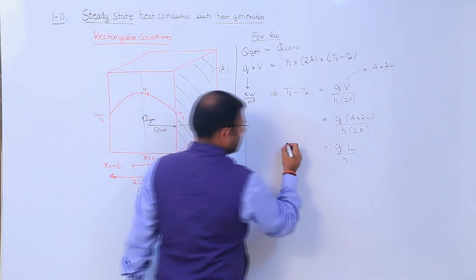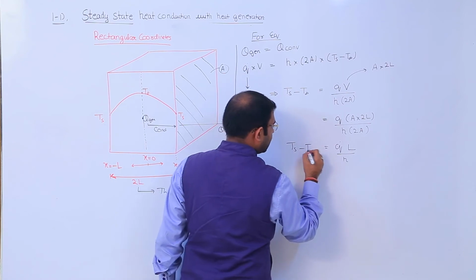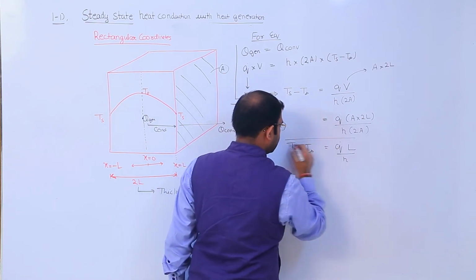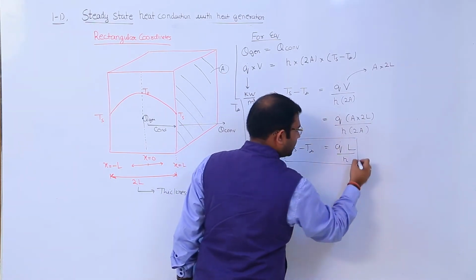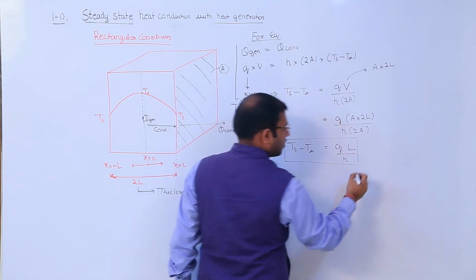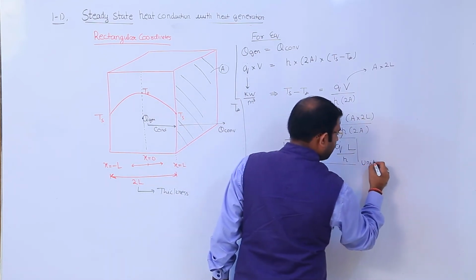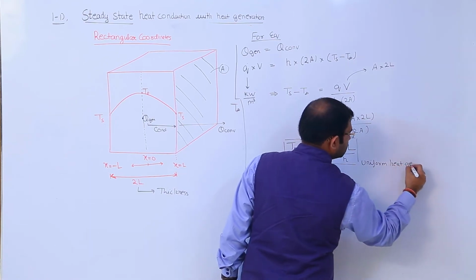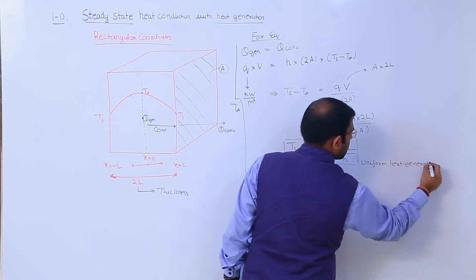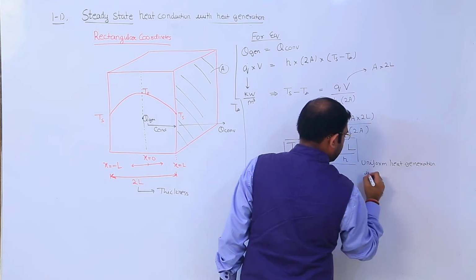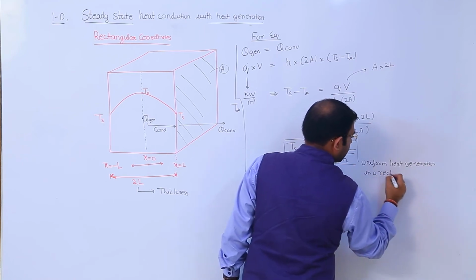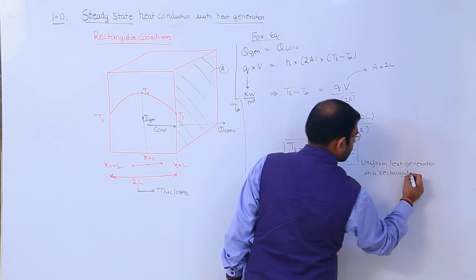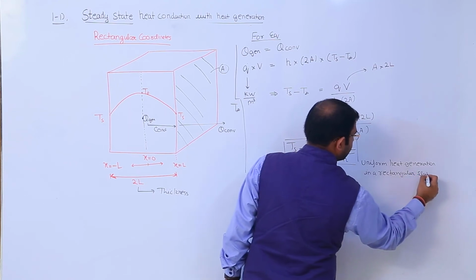So, Ts minus T infinity is this, and it is applicable for uniform heat generation in a rectangular slab.